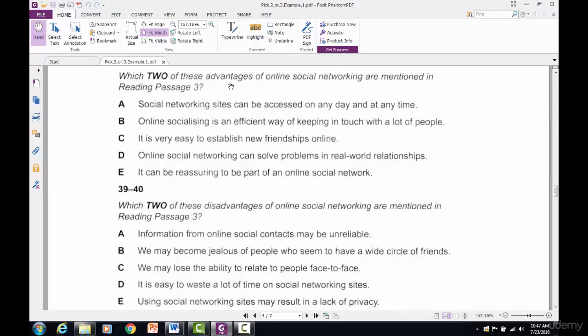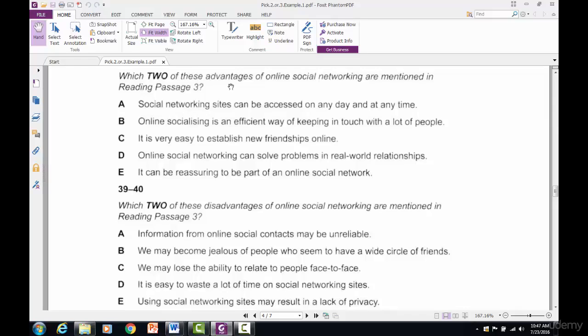And also look out for any language that talks about a disadvantage. All right, so you want to look out for language that may be considered as an advantage, and look out for language that may be considered as a disadvantage. And I would suggest you circle that language as you're going through and doing the other questions, and then you can come back and read that language. It's going to be much easier then to do this question. Much, much easier to do this type of question. All right.